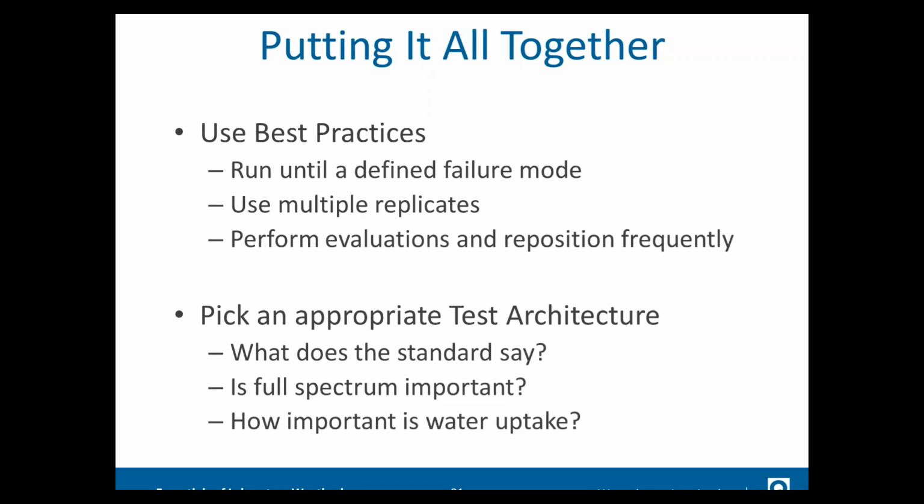Use multiple replicates. You can run into problems during evaluations, particularly outdoor exposures. If you only have one replicate of a formula and something happens, your data is lost. So you want to make sure that you maintain that data. And also perform evaluations frequently, which is the opposite end of running towards a defined failure mode. If you only run to 2,000 hours and you find out that your material failed, you don't know if that material failed at 10 hours or 1,900 hours.